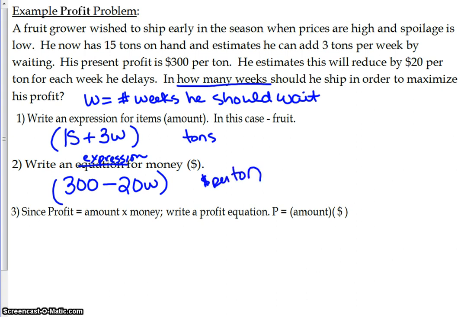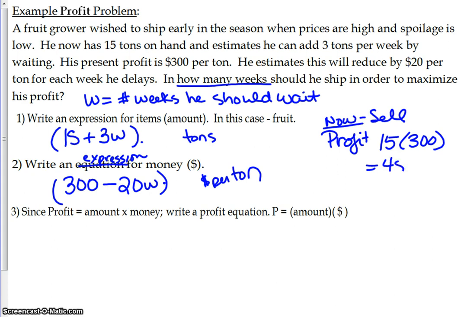And our profit is the price per ton times the number of tons. So if he did it now, if he said, okay, right now I'm going to sell, he has 15 tons, I apologize, and he gets a profit of $300 per ton. So right now, he would have a profit of $4,500. But what happens if we get him to wait, and how long should we wait? That's what we're going to talk about.